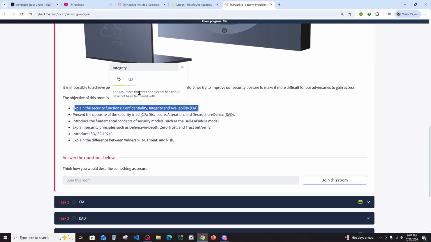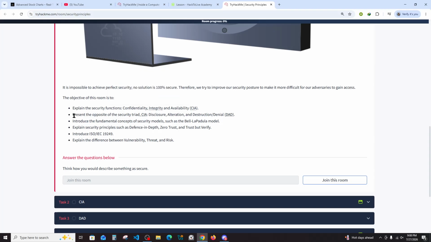The assurance that data and system behavior have not been tampered with. The opposite of the security triad, CIA (confidentiality, integrity, and availability), is disclosure, alteration, and destruction, and denial.